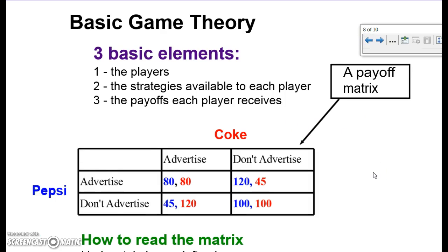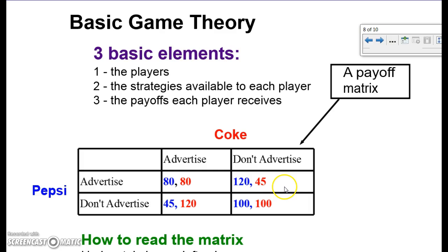The way that we read this to figure out what they're going to do, what we're doing is we're looking for what we call a dominant strategy. So we look first from Pepsi's perspective, and we look at the first column, and we say if Coke advertises, what should Pepsi do? Should they also advertise and get 80 or not advertise and get 45? Well, clearly they should advertise and get 80.